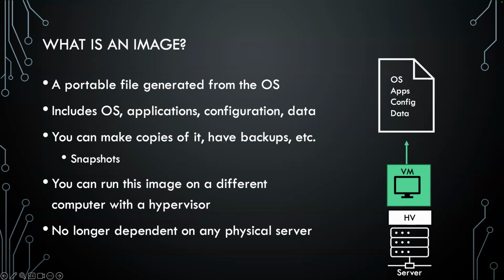You can make copies of it. Yay, you can have an image here, make copies of it, you can distribute it, you can do whatever you want to. And then you can run that on any arbitrary computer as long as it has a hypervisor. And so, yeah, it means that you're no longer dependent on the underlying physical infrastructure. So here's our server, there's a hypervisor in the middle, we have our virtual machine, and then if we just take a little snapshot of that, we have our entire image of everything, all the software that's on that machine.